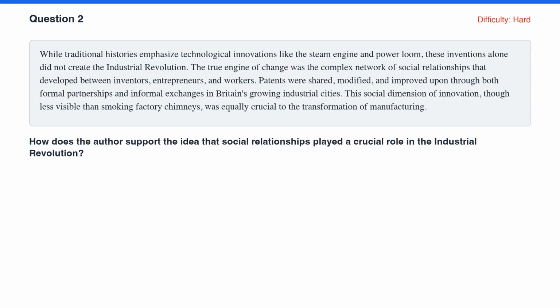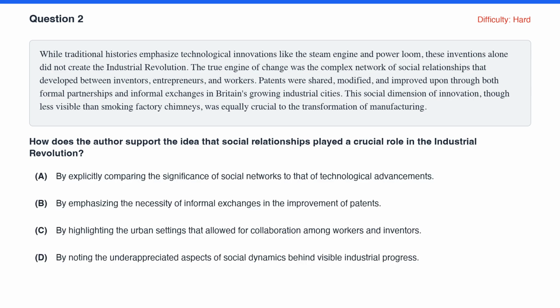Question 2 of 25. Another tough one. This passage is titled "The Social Dimensions of Innovation." The passage argues that the Industrial Revolution was driven not just by inventions like the steam engine, but by social networks among inventors, entrepreneurs, and workers. The question asks how the author supports the claim that these relationships played a crucial role. We need to identify the rhetorical strategy the author uses.